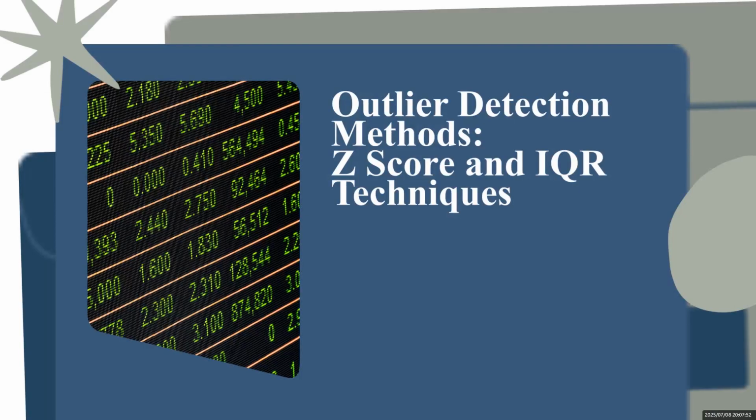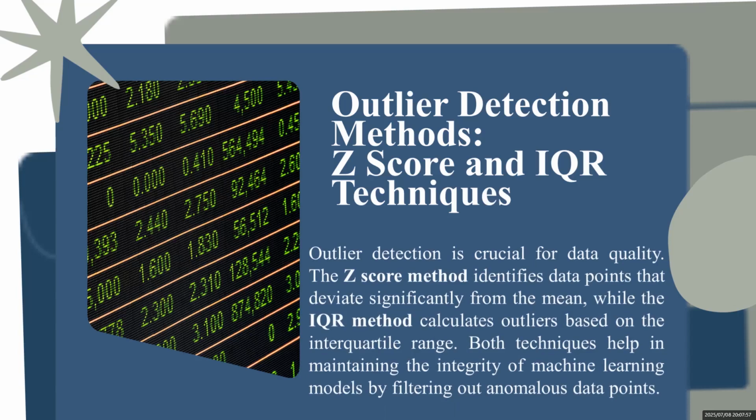Now, outlier detection methods, either using the Z-score or the IQR technique, are also crucial for data quality. You should remember that the Z-score method identifies data points that deviate significantly from the mean, whereas the IQR method calculates outliers based on the interquartile range. Both techniques help in maintaining the data integrity of ML models by filtering out anomalous data points, that means data points that are not important.